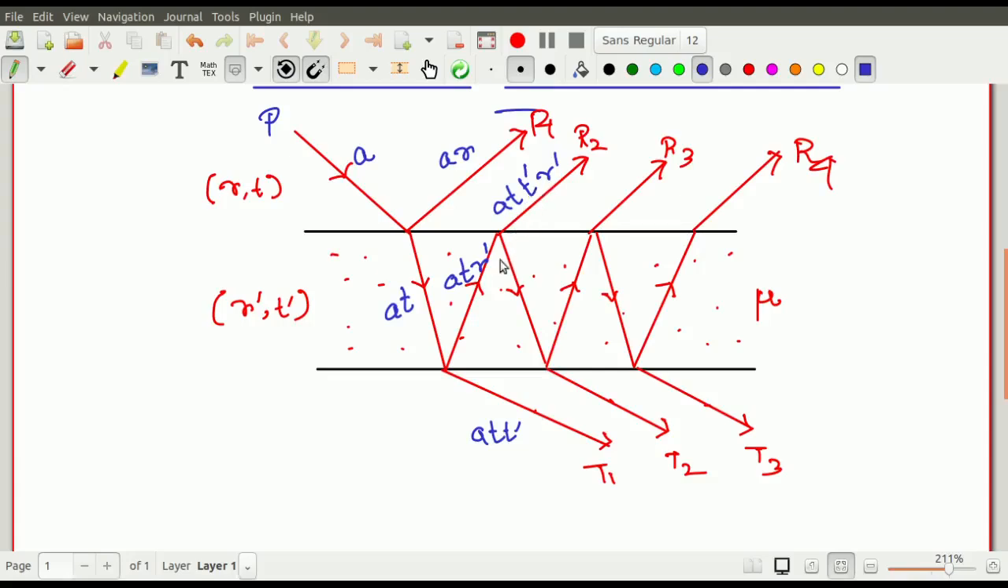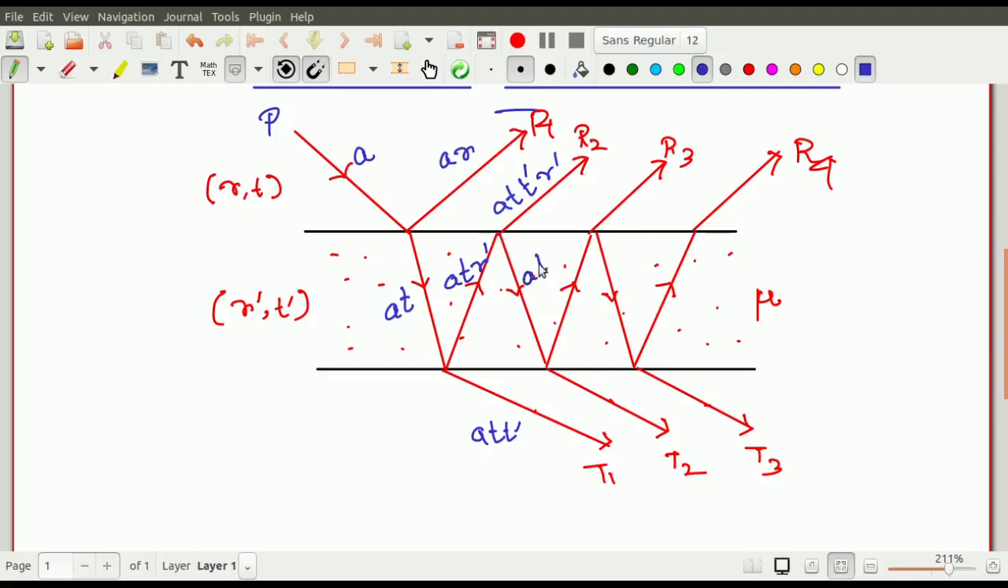So t dash extra, because it is going from denser to rarer at the top, denser to rarer, and this is also denser to rarer, but at the bottom surface. So a t was there, multiplied by t dash. Actually r dash, t dash, what fraction is transmitted? So a t's fractional part, a t t dash, is transmitted, and a t r dash is reflected, and a t r dash's t dash part is again transmitted.